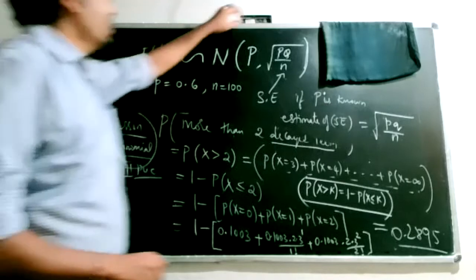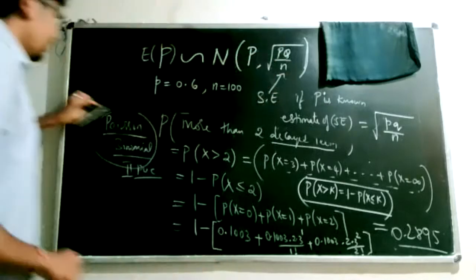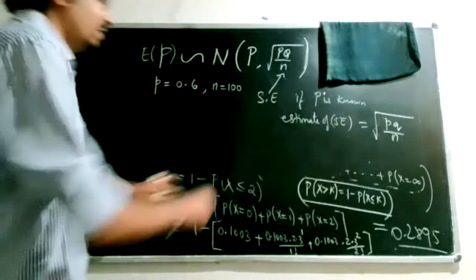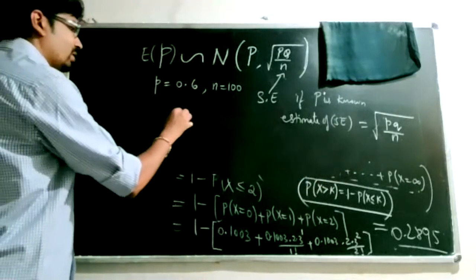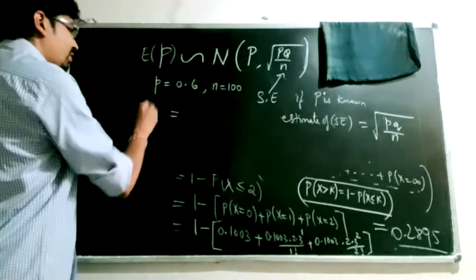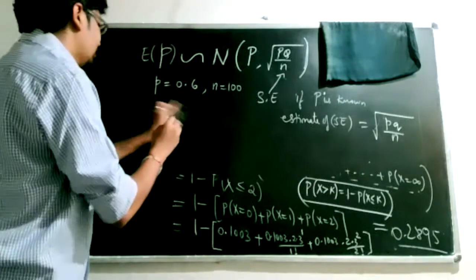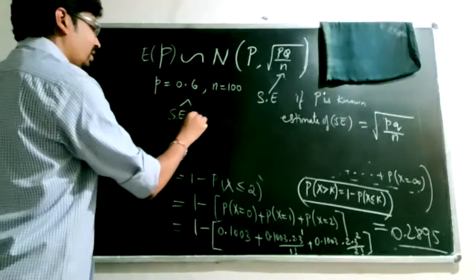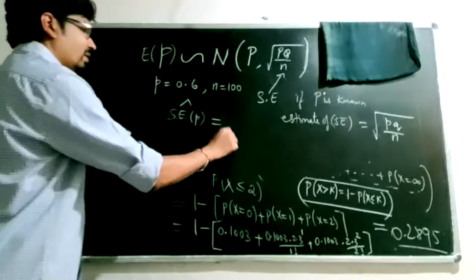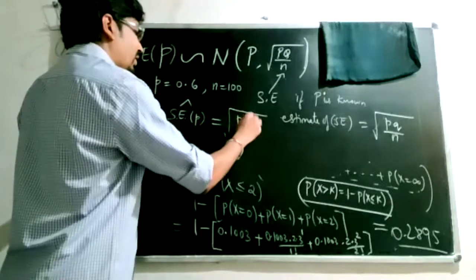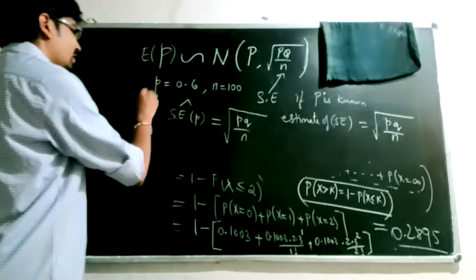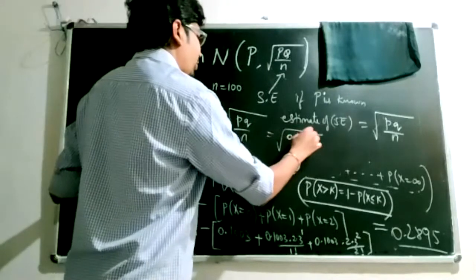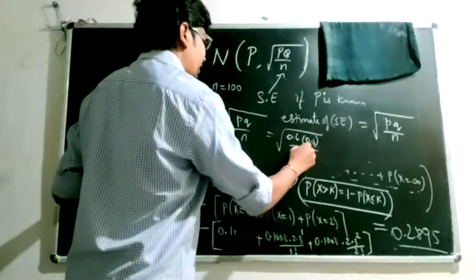Now to obtain the standard deviation, I should know the population proportion, but that is unknown. We are talking about the estimate. That's why we are talking about the estimate. So this is just the estimate of SE. Statistically we write it with a cap. Estimate of standard error is the square root of PQ by N. Q is always 1 minus P, so it is 0.4. So this is the square root of 0.6 into 0.4 divided by 100.